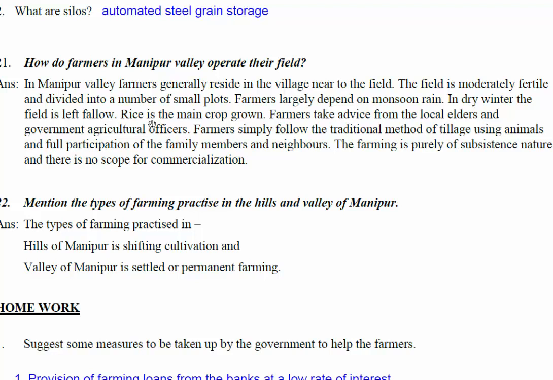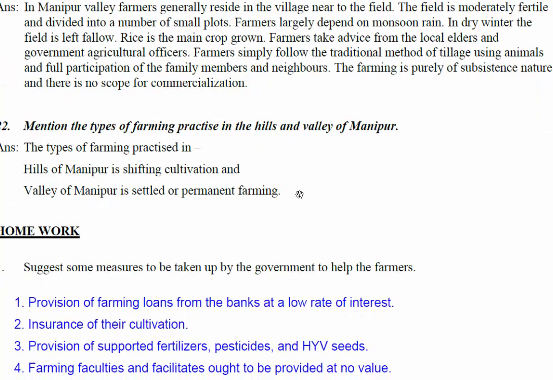Rice is the main crop grown. Farmers take advice from the local elders and government agricultural officers only. Farmers simply follow the traditional method of tillage using animals and full participation of the family members and neighbors. The farming is purely of subsistence in nature and there is no scope for commercialization. Okay, next, let's go very quickly to the next one.